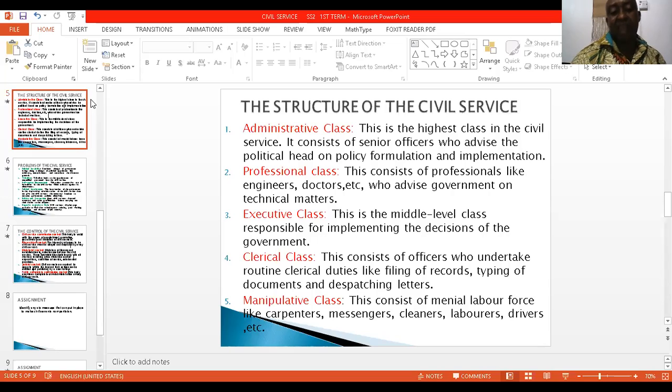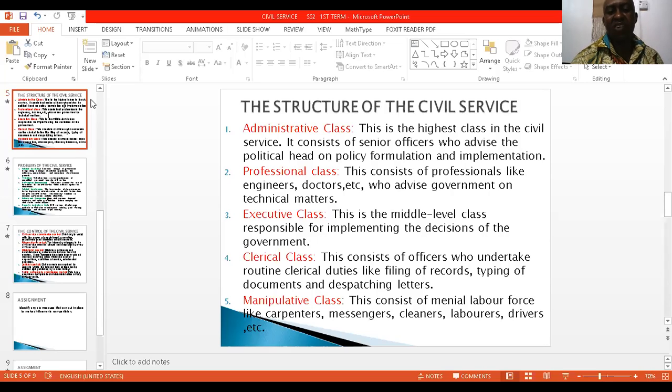We have the executive class. This is the middle level class responsible for implementing the decisions of the government. Don't forget, we are discussing the structure of the civil service. The structure of what? The civil service. We discussed the administrative class, that's the highest class in the civil service. We talked about the professional class, people that will give their what? Professional advice on technical issues, technical matters concerning their profession that will help the government to move forward in those areas.